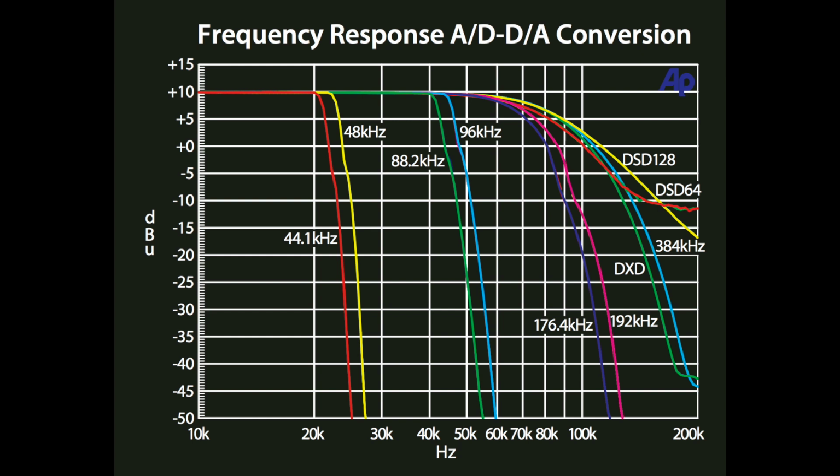The AX32 supports 44.1 through to 192, but also supports DXD, which is an editable version of DSD, and that pushes the frequency response right the way out to 384 kilohertz, which is unusual, and you can see the response on this plot here.